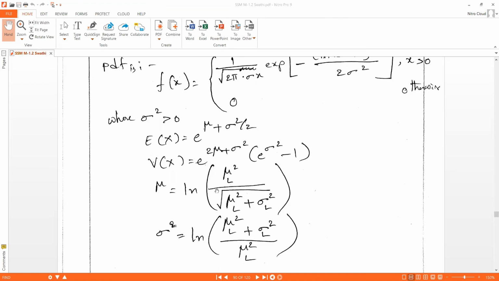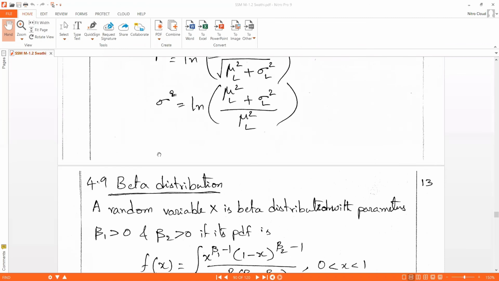Mu value will be calculated like this: log of mu L square divided by square root of mu L square plus sigma L square. Sigma square can be calculated as sigma square equal to log of mu L square plus sigma L square divided by mu L square. Okay, this is the way we can find the mean, variance and standard deviation for log normal distribution.